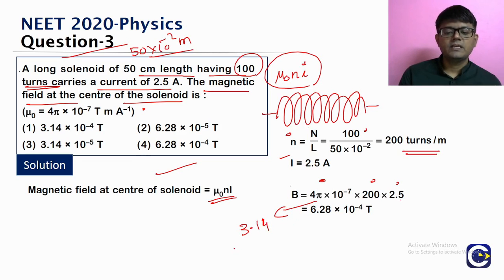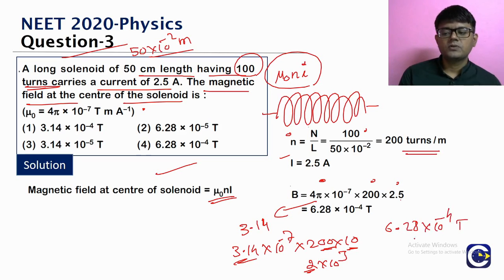So what we will be having is 3.14 into 10 power minus 7 into 200 into 10. Look at this. This 200 into 10 is what? 2000. So if you take it as 2 into 10 power 3, means 10 power minus 7 into 10 power 3 is what? 10 power minus 4. 2 into 3.14, 6.28 into 10 power minus 4.